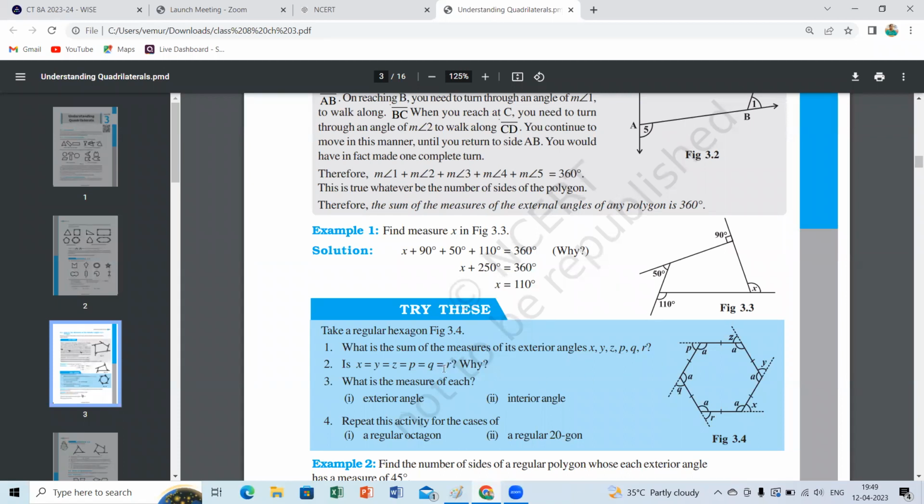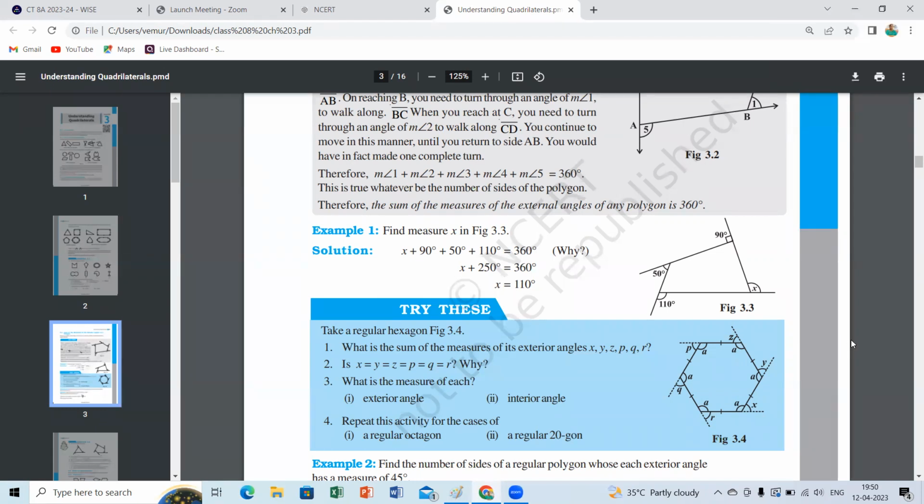Linear pair, ma'am. Very good. Linear pair property. Same way here, A plus Z is 180, so Z is equal to 180 minus A. Y plus A is 180, so Y is equal to 180 minus A. X plus A is 180, so X is equal to 180 minus A. Like that, if you sum up all exterior angles, what will you get? Please find out and let me know, children.